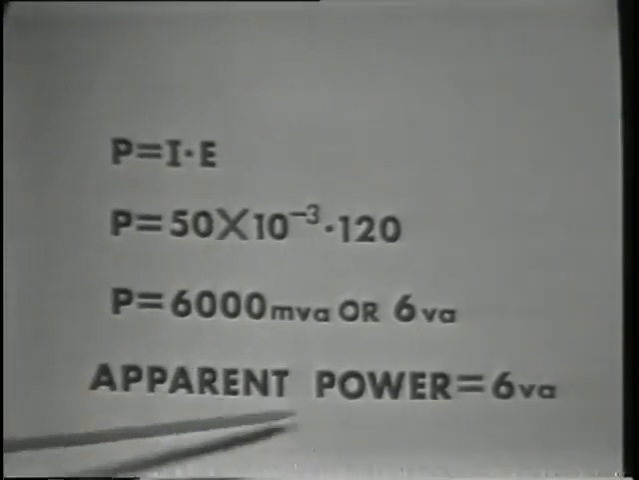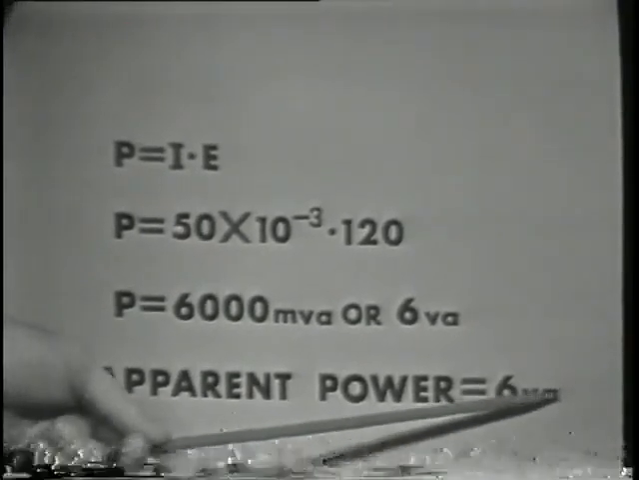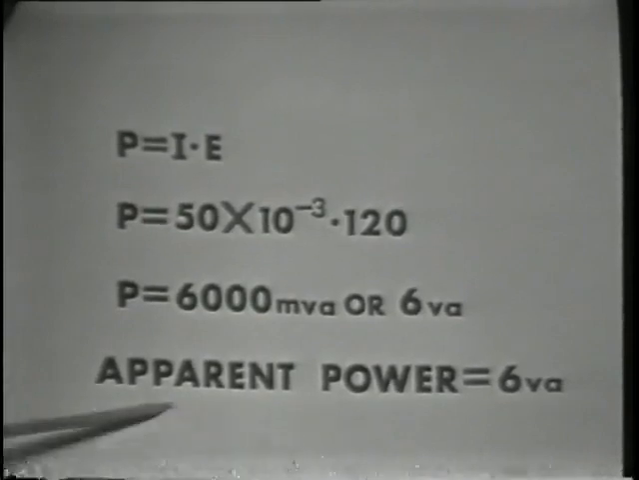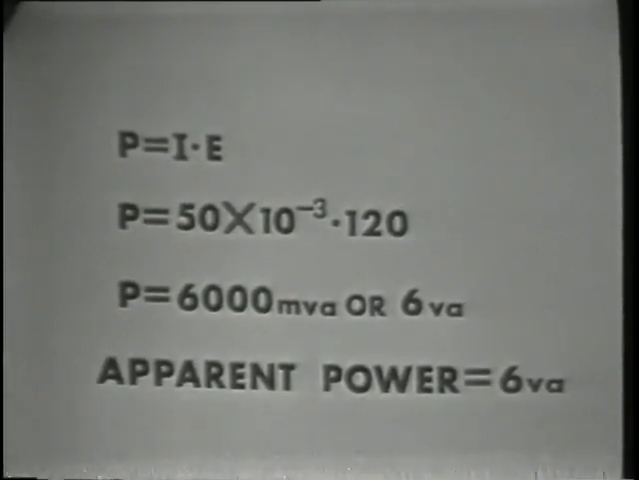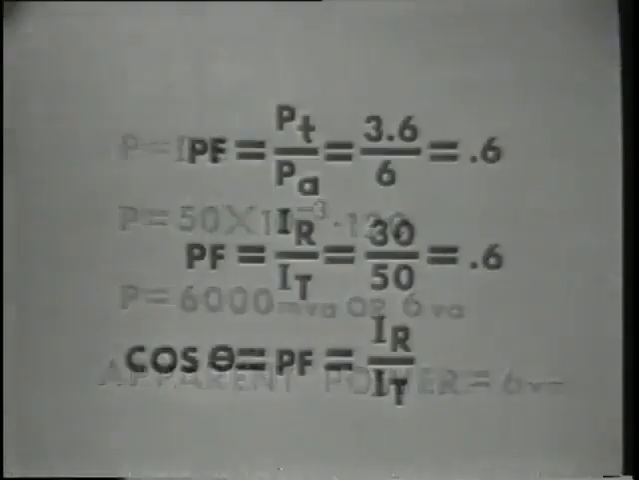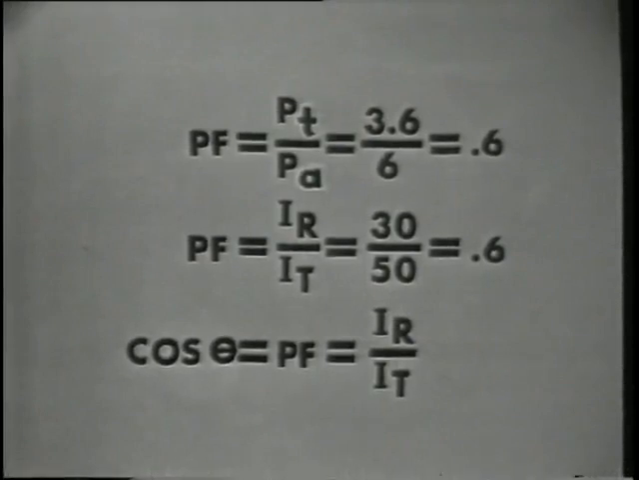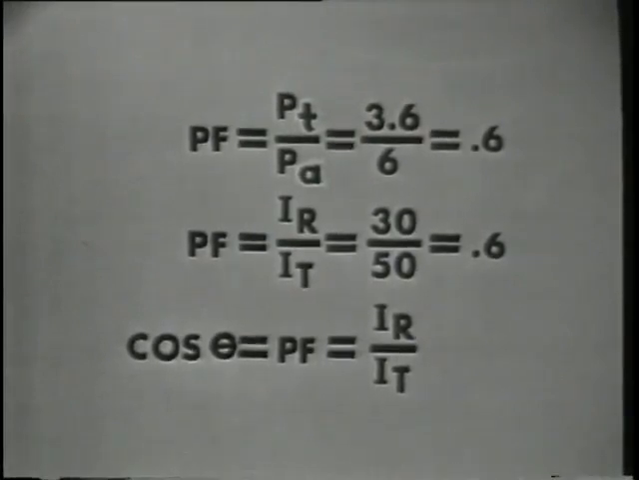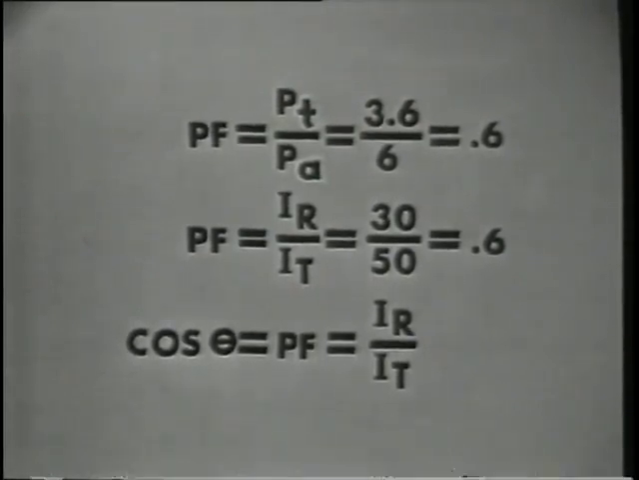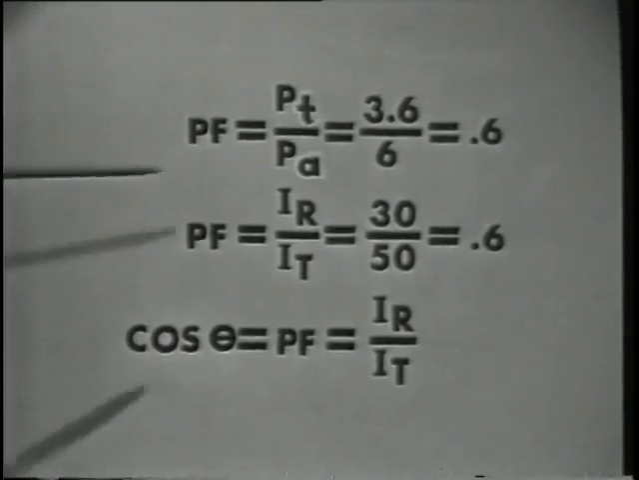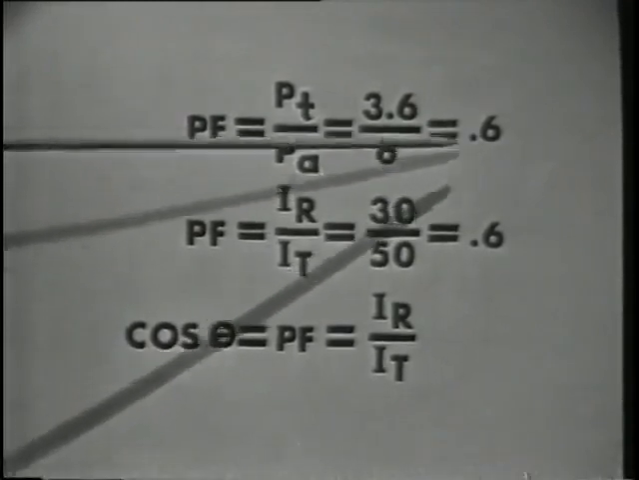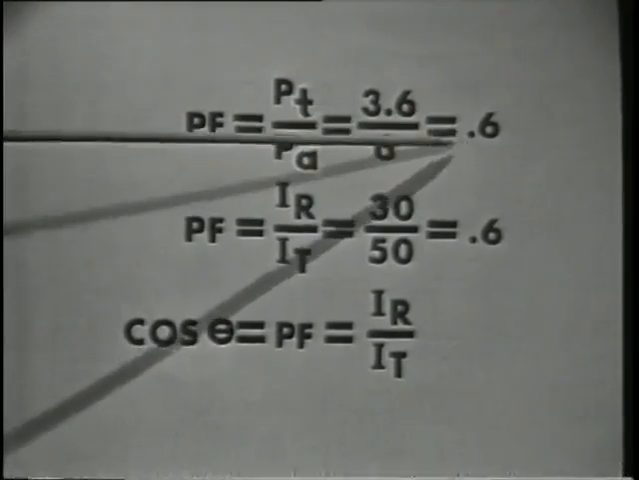And you recall that apparent power is measured in volt-amperes rather than watts, because all of this power is not dissipated as heat. Now, the ratio of true power to apparent power is the power factor. And stated mathematically, power factor equals true power over apparent power, or 3.6 over 6 equals 0.6. The power factor for our circuit is 0.6.